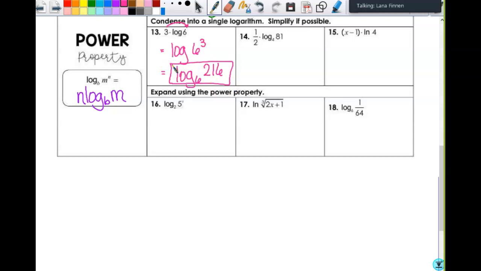All right. Then on 14, I've got this 1/2 out front. It's going to come up here and become an exponent. So this is going to become log base 4 of 81 to the 1/2 power. So what is another way of saying 81 to the 1/2 power? Square root of 81. And what is the square root of 81? 9. So this is log base 4 of 9. So by condensing that one, it simplified it kind of nicely, right?